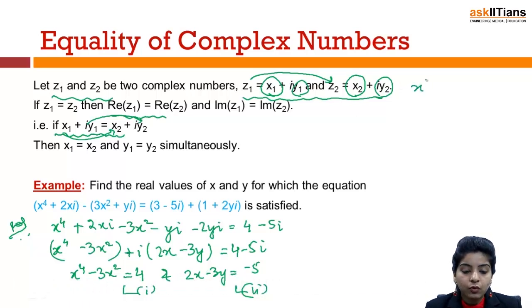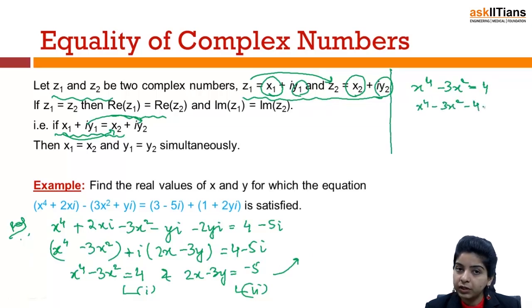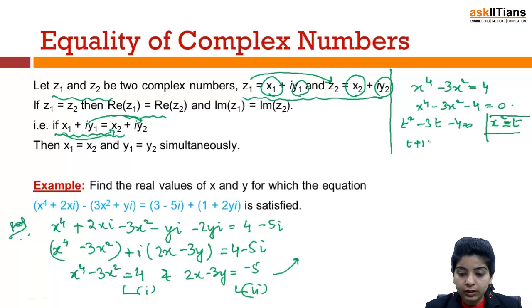So I have x^4 minus 3x^2 is equal to 4. After this I am solving it out here. So this means x^4 minus 3x^2 minus 4 would be equal to 0, and if I take x^2 as t, then I'll have t^2 minus 3t minus 4 equal to 0. By solving this equation you can factorize it and we'll get (t plus 1)(t minus 4) equal to 0, which gives me t is minus 1 and 4, which means x^2 is minus 1 and 4, right?